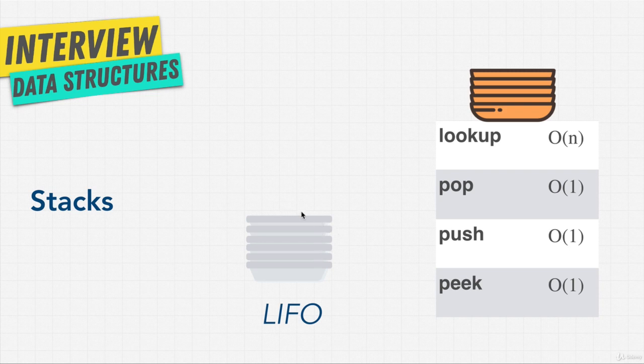The way you can access data from a stack is to grab the first plate, then the second plate, then the third, and you keep going until you've gone through the whole stack. And this is called LIFO, or last in, first out, because the last item that comes in is the first one that comes out.